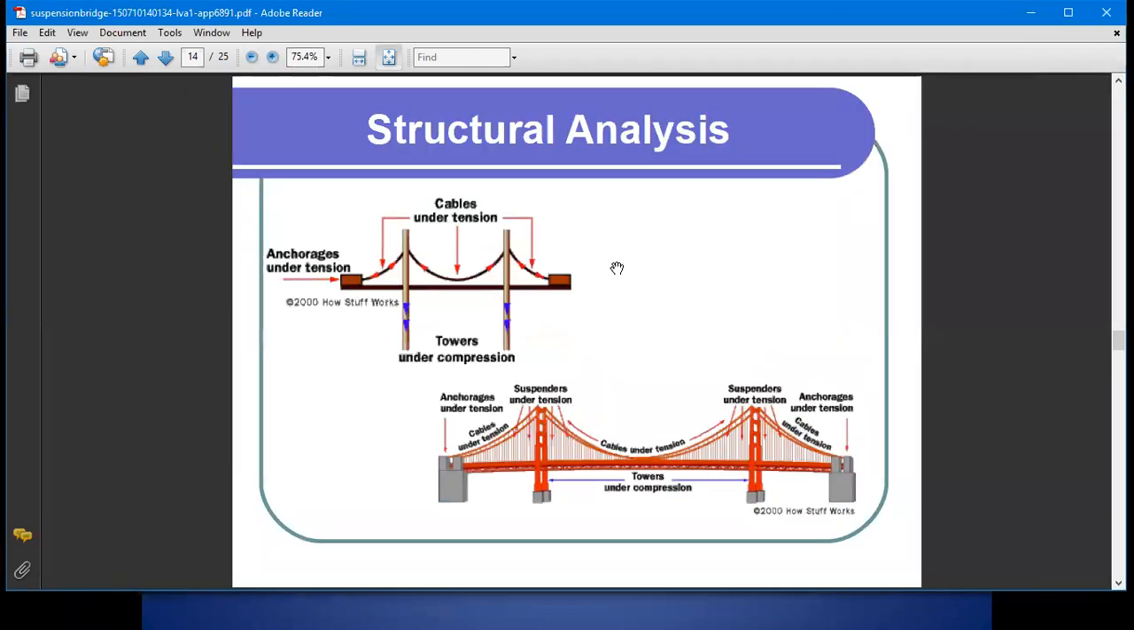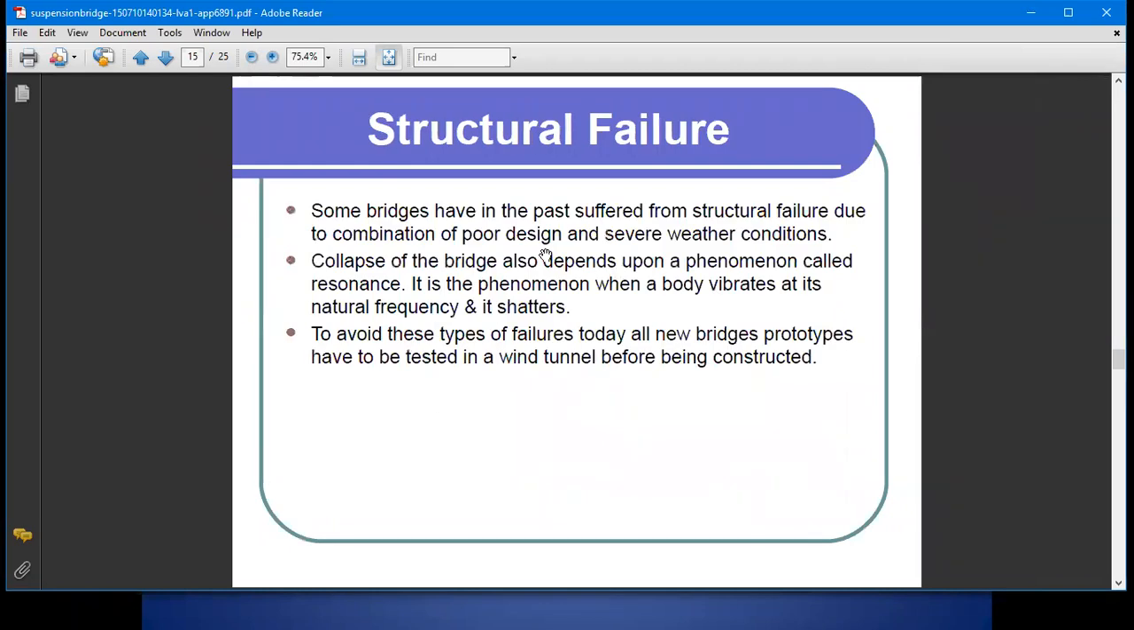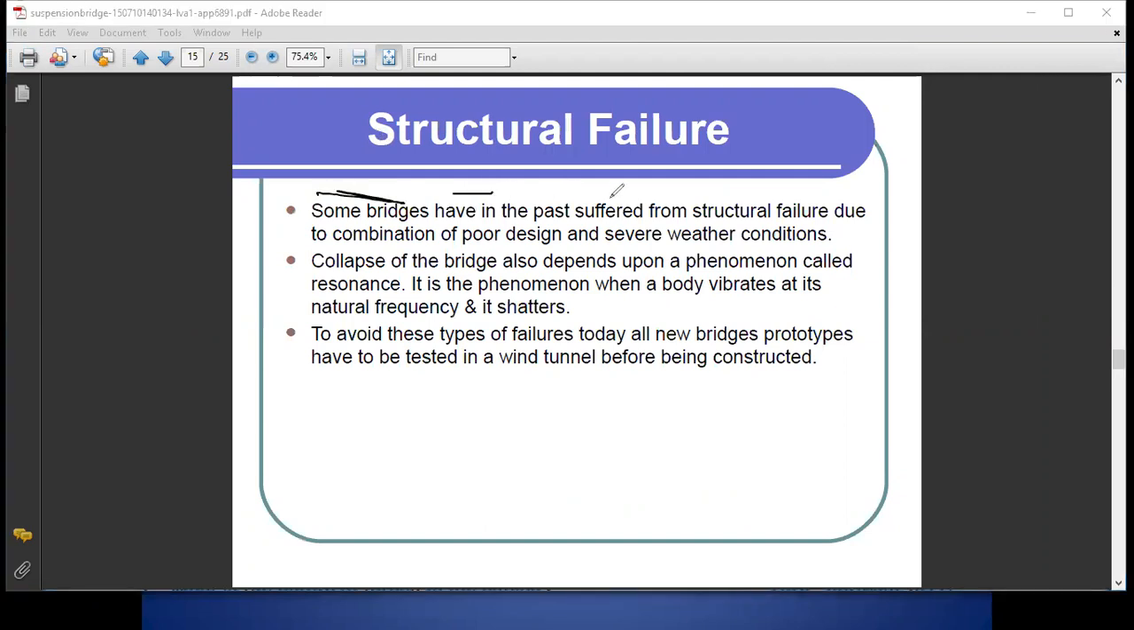The next, structural failure. In case of suspension bridges, some bridges have in the past suffered from structural failure due to a combination of poor design and severe weather conditions. Because if wind pressure is maximum, or due to a cyclone, etc., the bridge may fall, due to poor design or severe weather condition. That may be a cyclone or a severe earthquake.